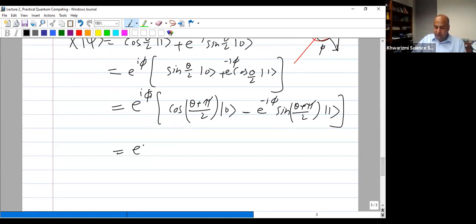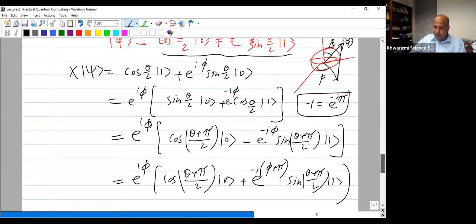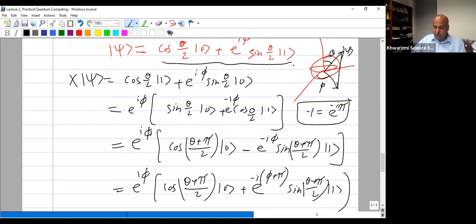But this minus, I can write it as exponential iota minus iota pi. The minus 1 is equal to exponential minus iota pi, which means that we can combine the powers of these two exponentials as phi plus pi, sine theta plus pi by 2, 1. So if I compare it with the original state, we see that I can ignore this global phase. As we discussed last time, when we try to find the probabilities, the global phase factors out.